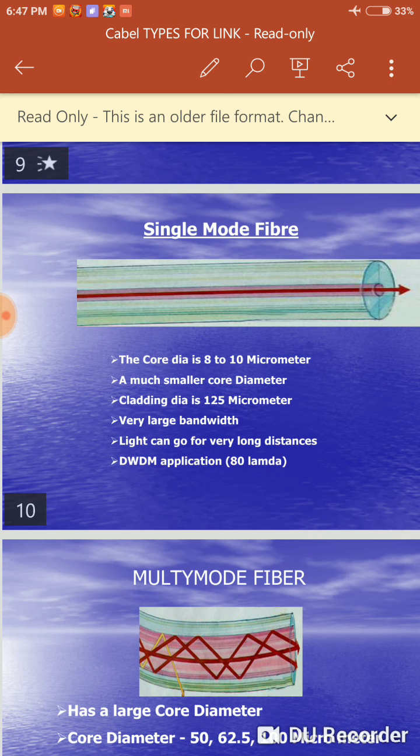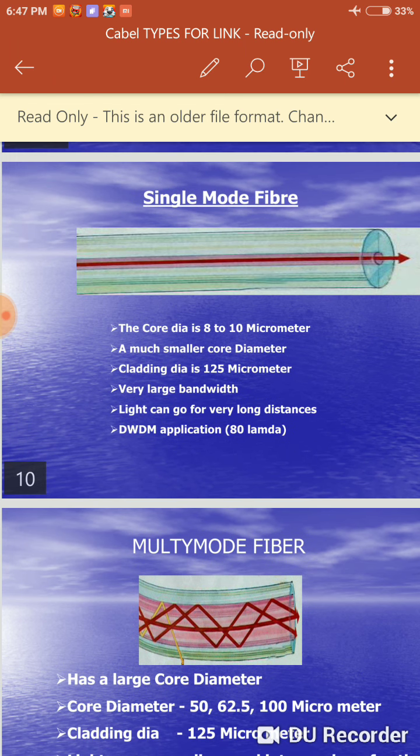Cladding diameter is 125 micrometer. It provides very large bandwidth. Light can go for very long distance, and it is mostly used for dense WDM applications. So these are the specifications of single mode fiber.